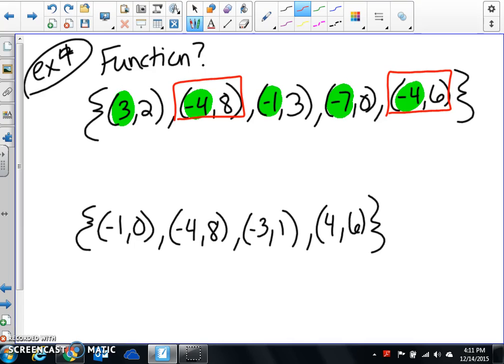So this is saying -4 is hanging out with 8 on Tuesday. On Friday, -4 is hanging out with 6. No. Not a function.